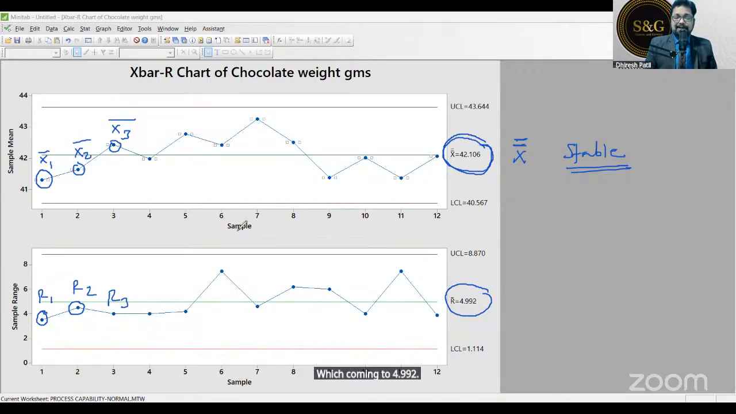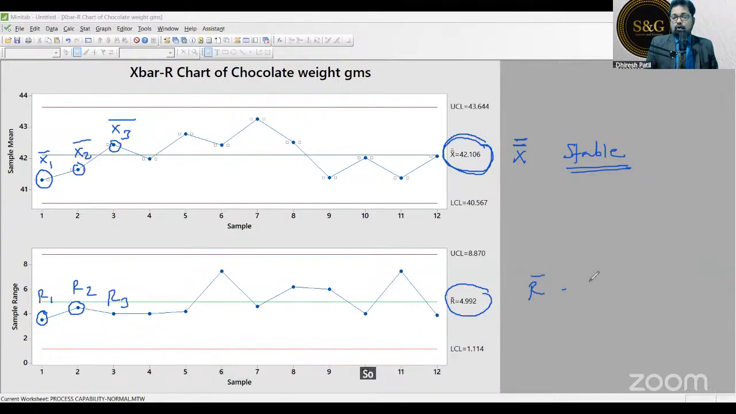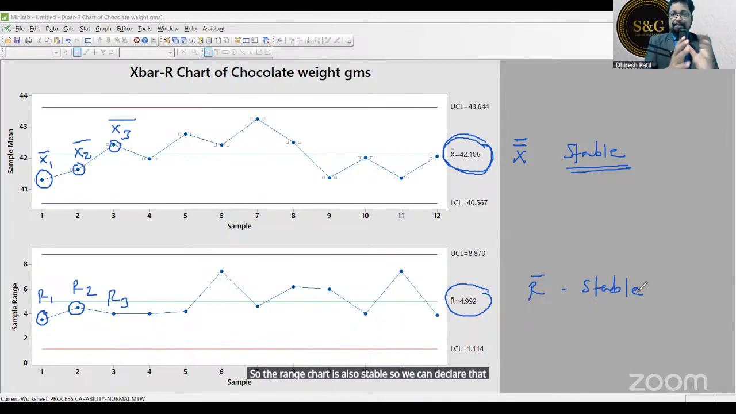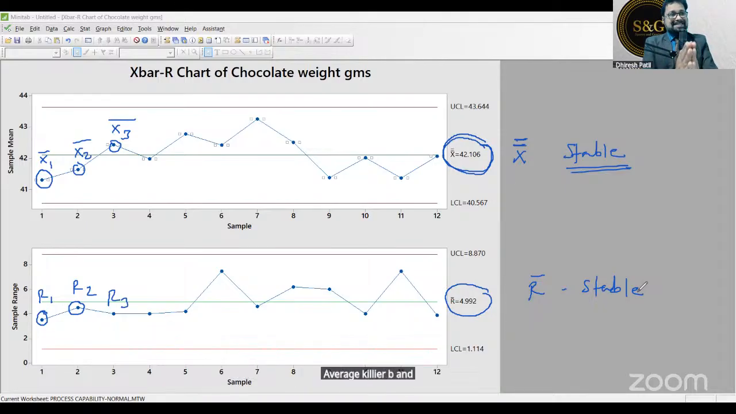And here also there is not a single data point going above and below control limit. So the range chart is also stable. So we can declare that this subgroup sampling process of the chocolate weight is considered to be stable for both this average and the variability.